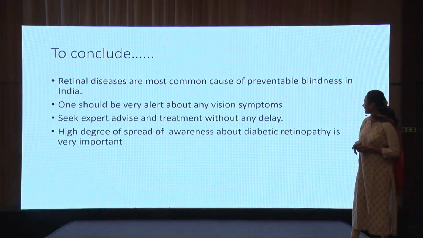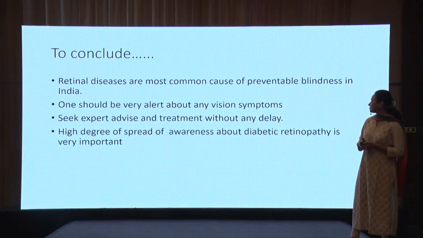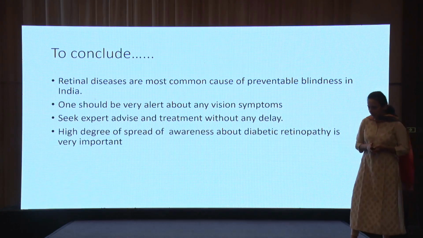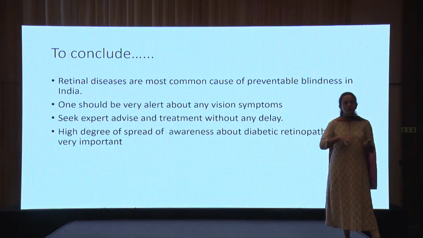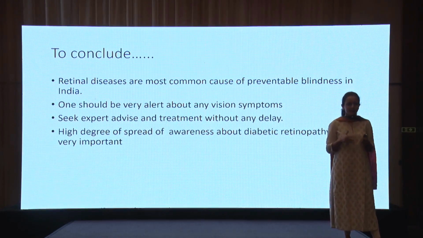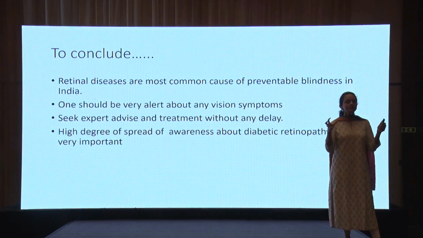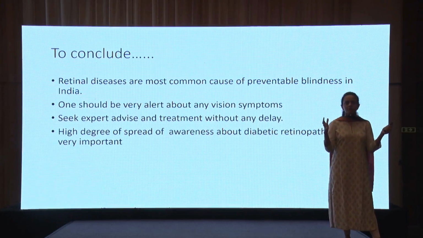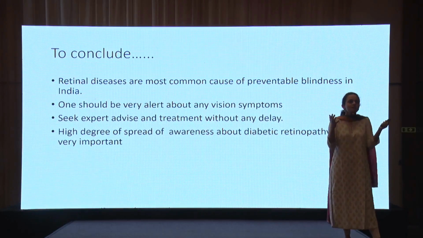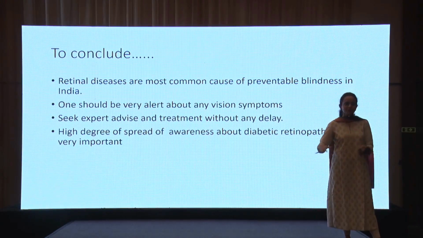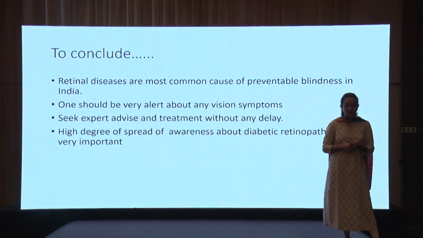And yes, a high degree of spread of awareness about diabetic retinopathy is very, very important, because I see a lot of diabetic patients who become blind are in their active working age, and the entire family depends on them for financial support. And if this man of the family cannot see, he has to lose his job. So not just the patient, but the entire family goes through depression. So it's a family disease, even if it affects one adult of the family.